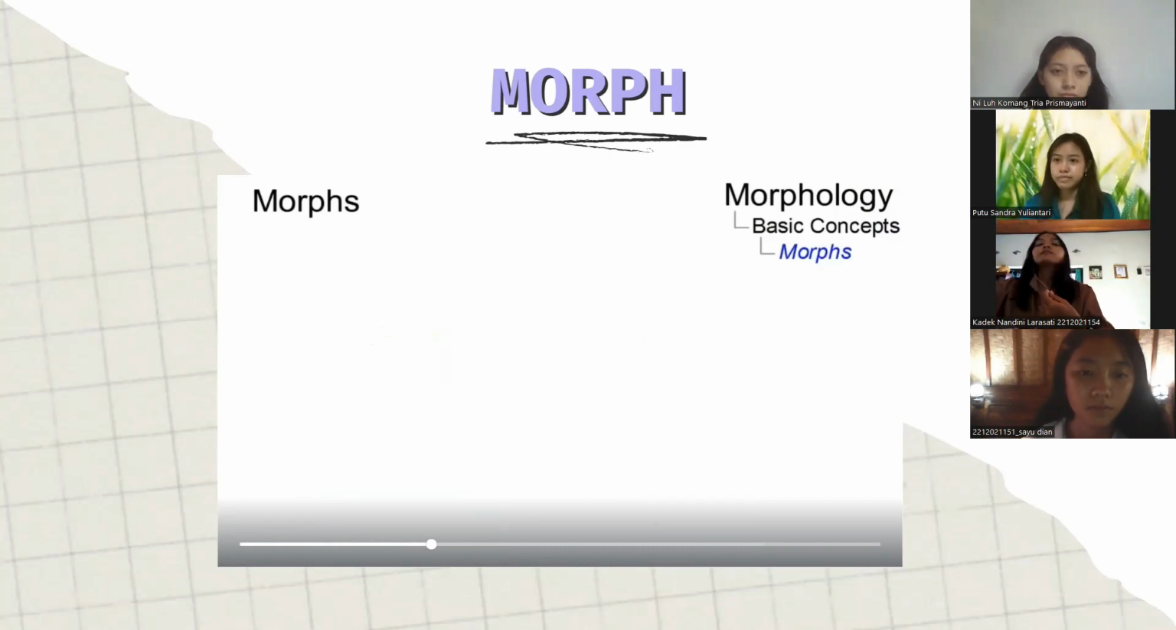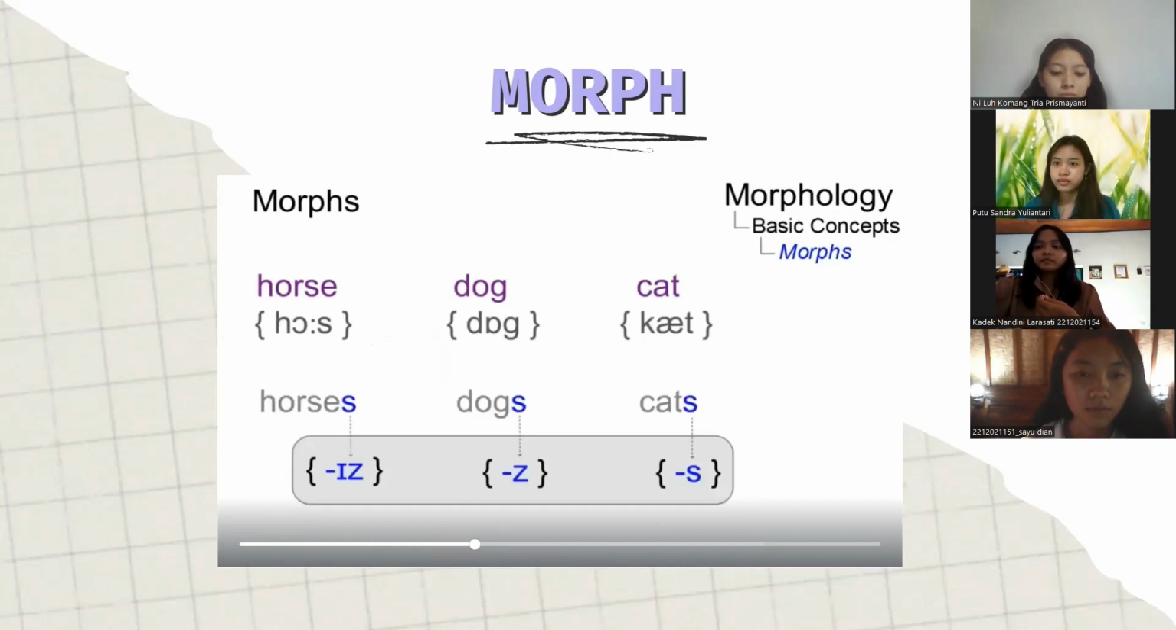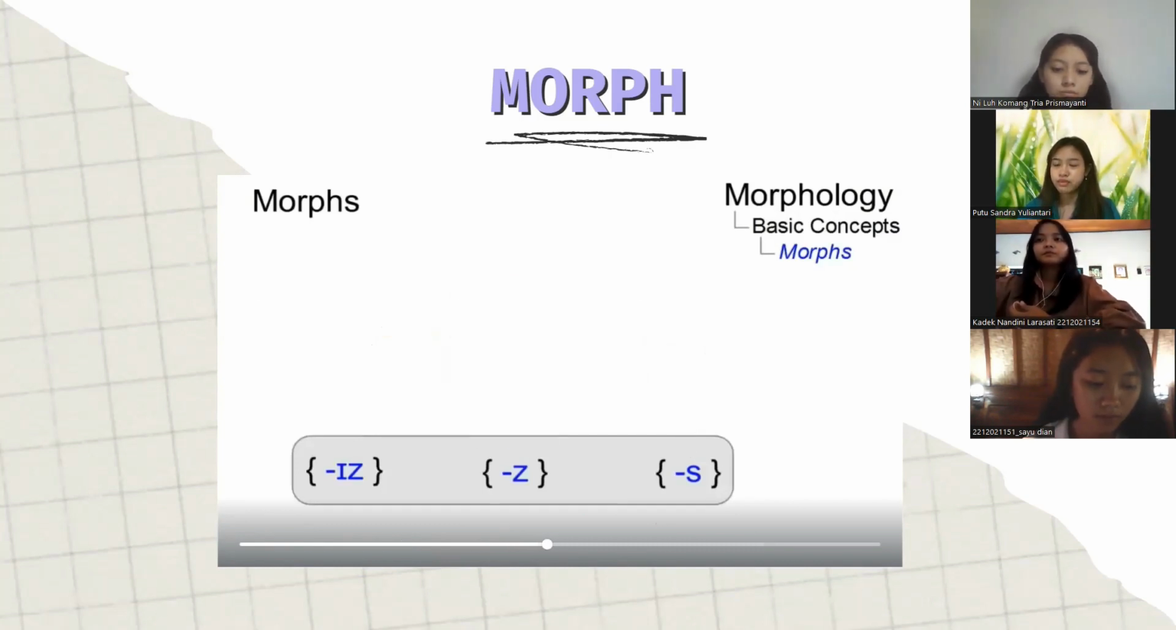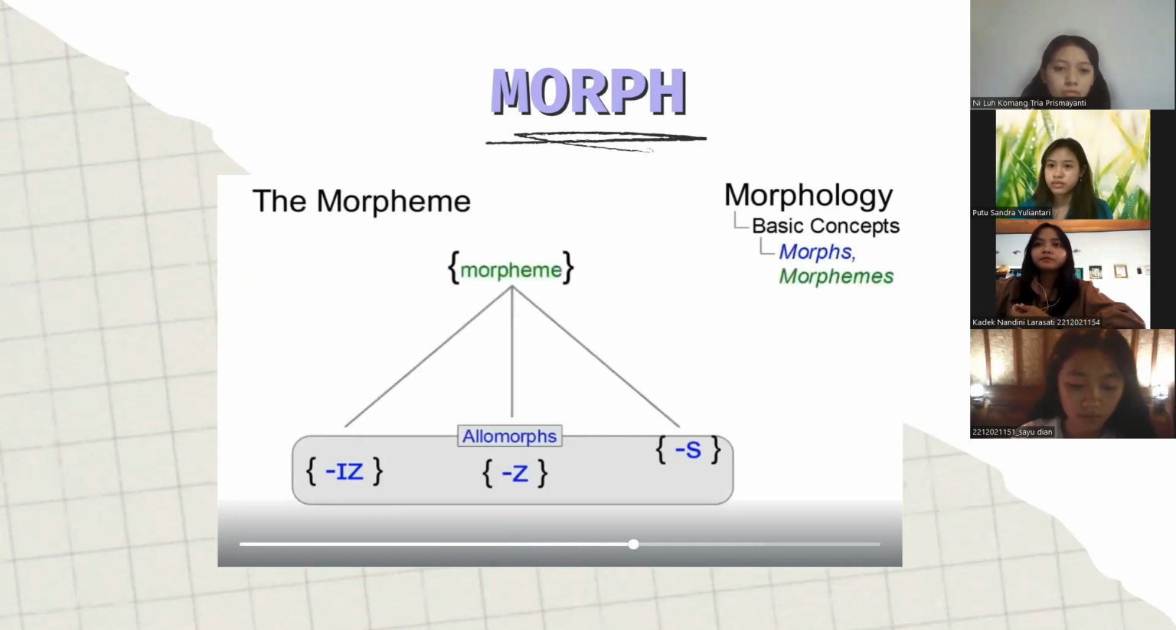Let us now expand the analysis. Here are three nouns with their phonemic representation. Their plural forms involve three different morphs, but they have the same function. They all denote the plural form of a noun. Thus, they are members of a family of morphs that vary in sound but not in meaning. Such family members are referred to as allomorphs, and their head term is referred to as the morpheme.